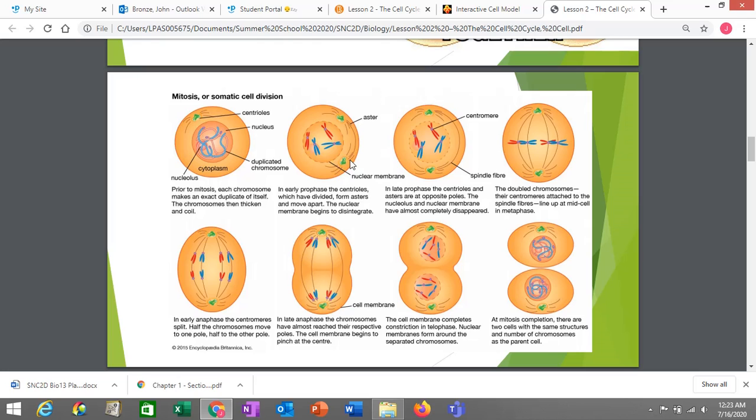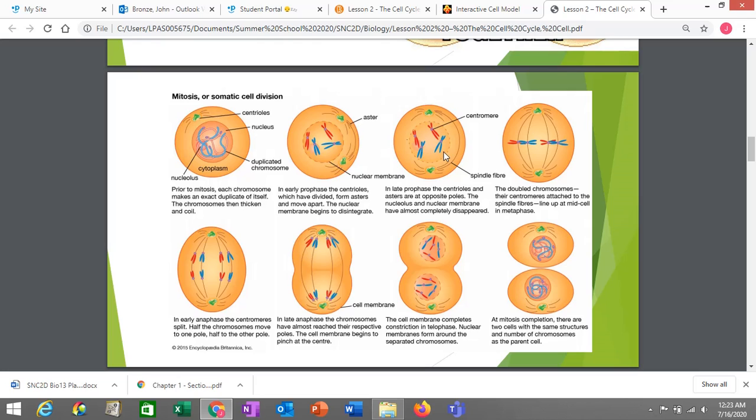And those threads are going to be what is going to grab onto the chromosomes and pull them apart. So by the time you get towards the end of prophase, the centrioles have gone to the poles, the outer positions of the cell. The spindles are going to be latching onto the chromosomes, and the chromosomes are condensed.